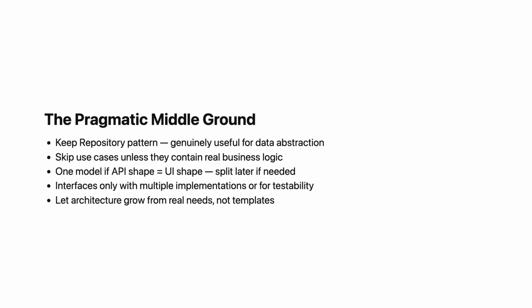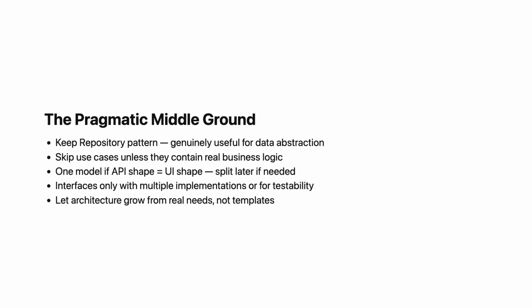There is a pragmatic middle ground that I see working well in production. Keep the repository pattern. It is genuinely useful for abstracting data sources and managing caching logic. Skip use cases by default. Add them only when they contain real logic. Use a single model in your domain and presentation if they happen to be identical. You do not need separate models for the sake of purity.